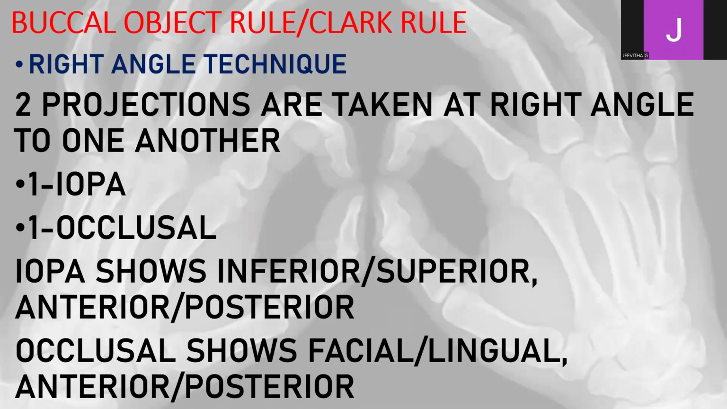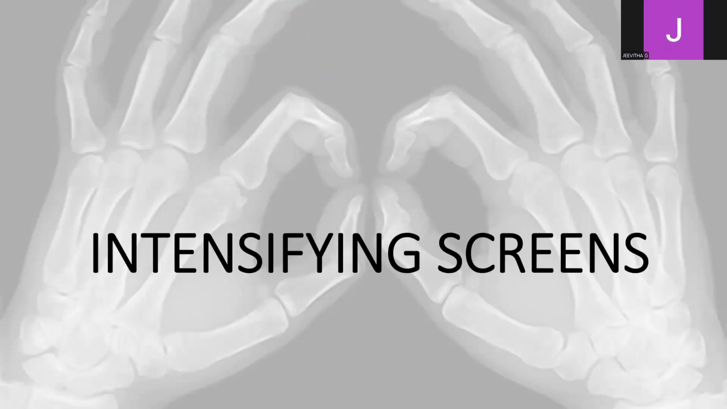Okay, so next we have the right angle technique, where two projections are taken at right angles to one another. Both the images are definitely intraoral, but they will not both be IOPAs. One X-ray will be an IOPA and the other X-ray will be an occlusal radiograph. The IOPA can show us the inferior and superior relationships, anterior and posterior relationships, whereas the occlusal mainly shows the facial and lingual relationships and also the anterior and posterior relationships.